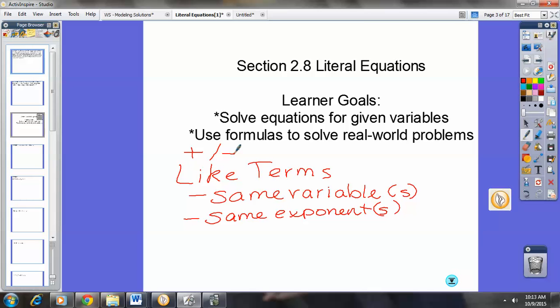Like terms, adding and subtracting like terms. You can multiply or divide anything you want. It can be x and y, it can be a and z, it doesn't matter. You can multiply and divide anything you want. You just can't add and subtract unless they're like terms.